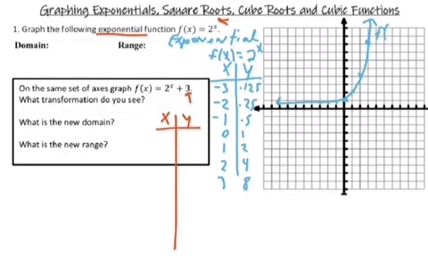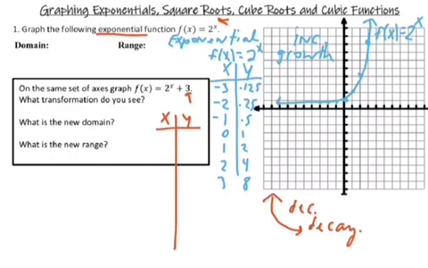Don't forget to label it f of x equals 2 to the x power. Now this exponential is going to be increasing, or it's also referred to as a growth, since from left to right, this exponential is going upward. If you were to have an exponential in this direction, this would be a decrease or a decay.